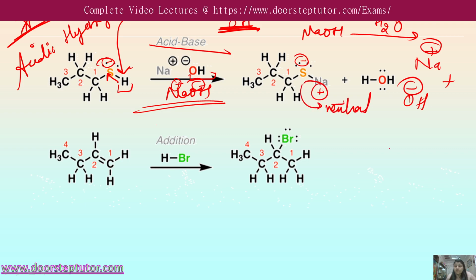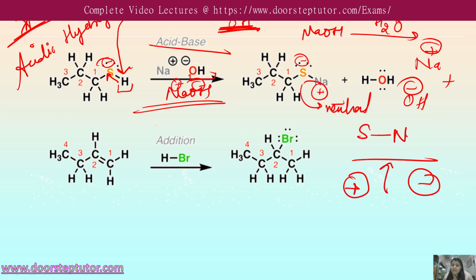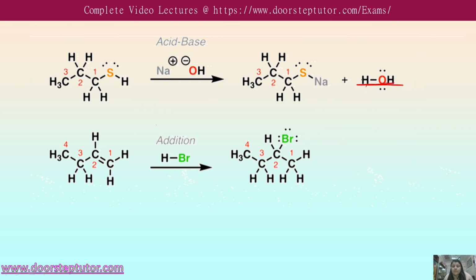So what's happening in a bond? There is a positive charge and there is a negative charge. So how are we going to make a particular bond? Positive and negative combine and form the bond. So it is written as SNa. We can write this as S negative and Na positive. And the formation of H2O. So this is the acid base reaction, and acid base reaction is the fastest reaction in organic chemistry. Acid base reactions are the fastest reactions in organic chemistry.